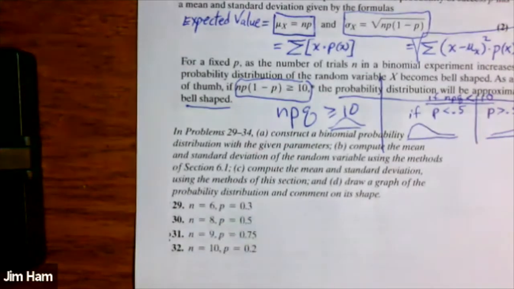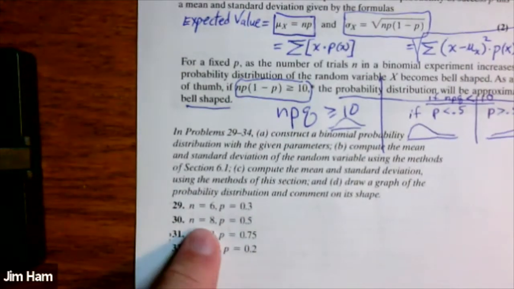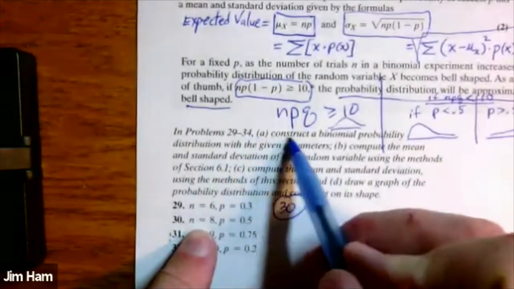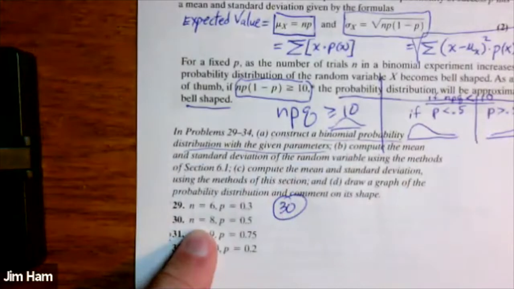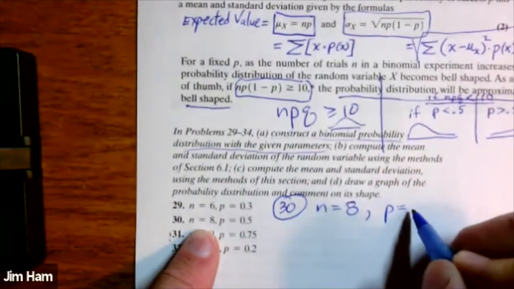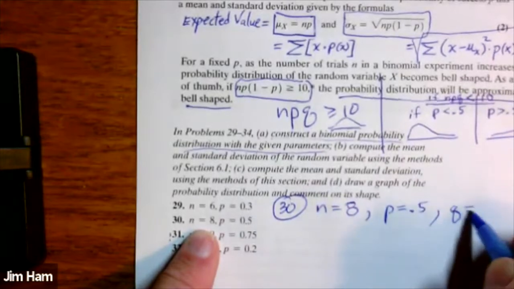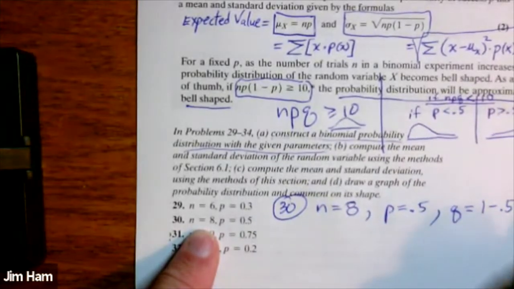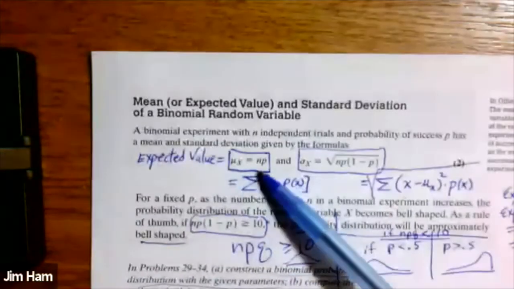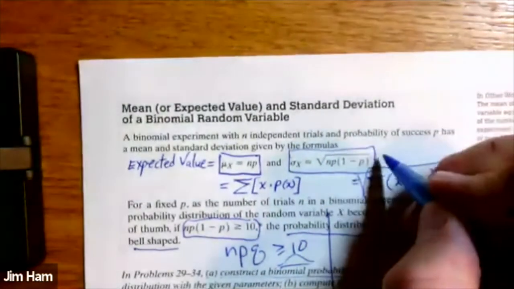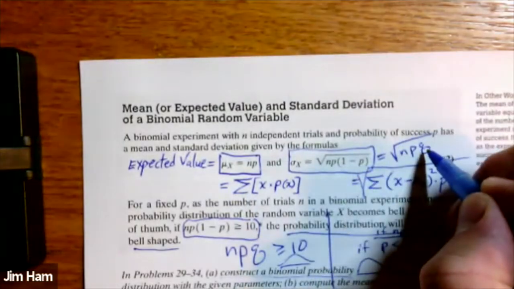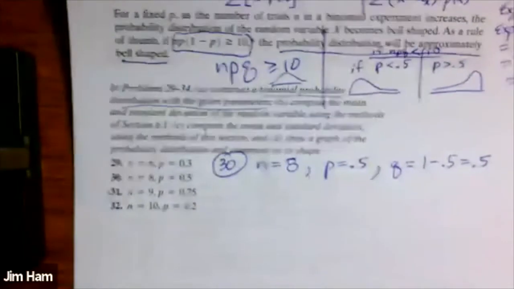Okay, let's take a look at a problem like number 30. They ask you to construct a binomial probability distribution with the given parameters. Okay, so n is equal to 8, and p is equal to 0.5, and therefore q is also 0.5. If you're going to calculate the mean and the standard deviation, notice you need n and p. This one you can have n times p times q, because 1 minus p is q. So I'll be using q a lot instead of 1 minus p.